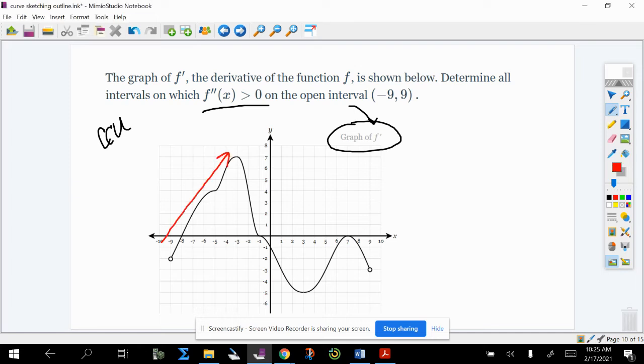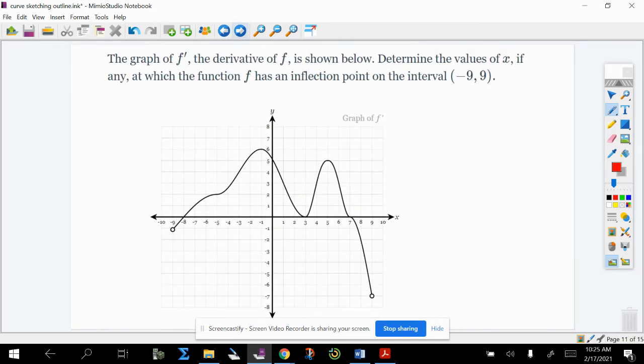For all of this, we're looking for that positive slope, so that the slope of the derivative, the second derivative, would be positive. That's going to happen from -9 until looks like -3. And then it's going to happen again from 3 to 7. So that's one of the ways they could ask just a single question, not the whole list that we've been doing.